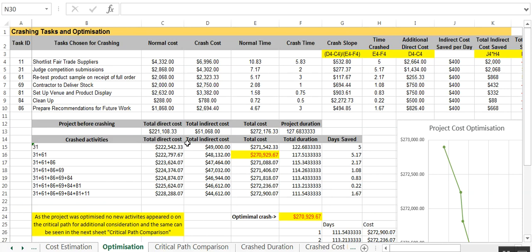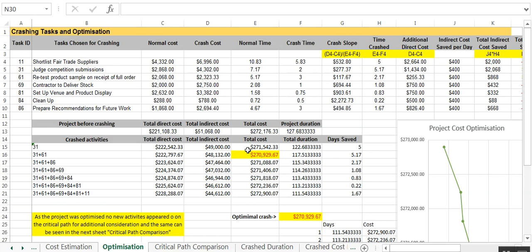We have our task ID, we have our task chosen for crashing, normal costs, crash costs, normal time and crash time. Since this is a simulation exercise where you're making up the figures, it's just good for you to pick a couple of examples that make sense. Probably somewhere around 10 activities to crash would be okay. Somewhere around that 7 to 10 is fine.